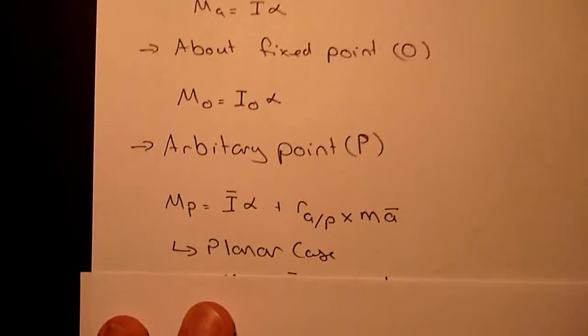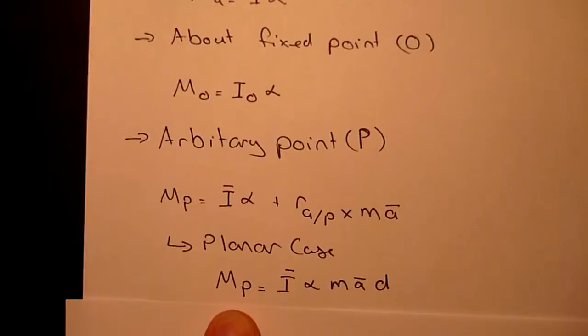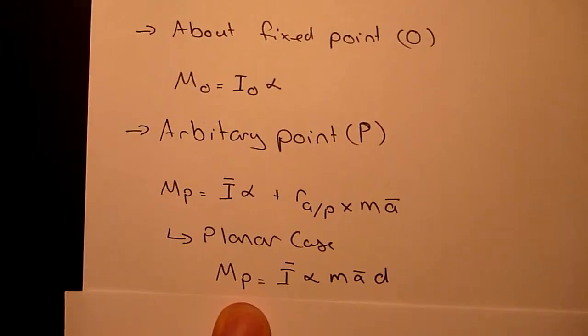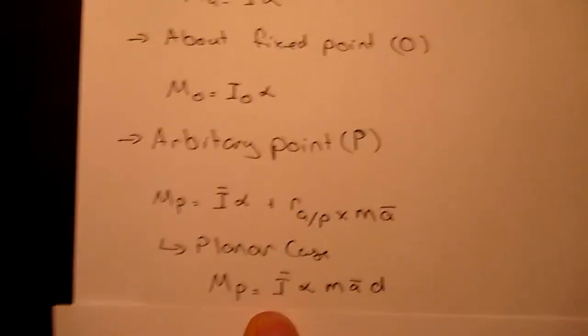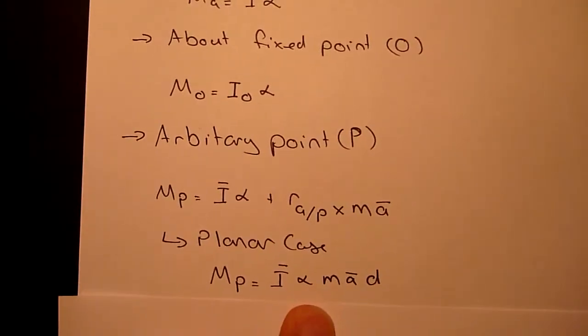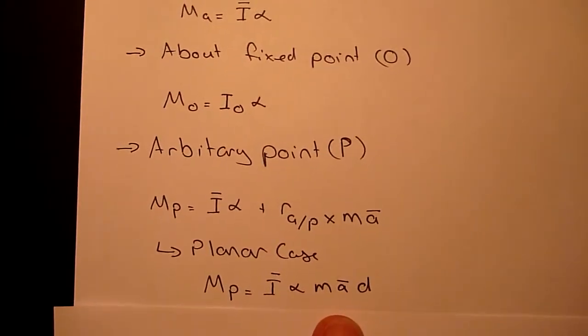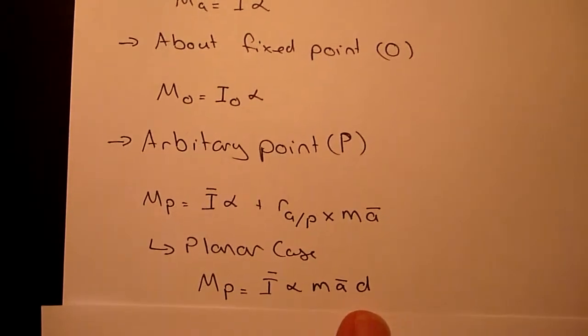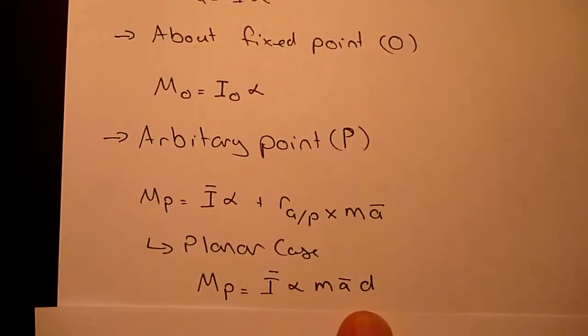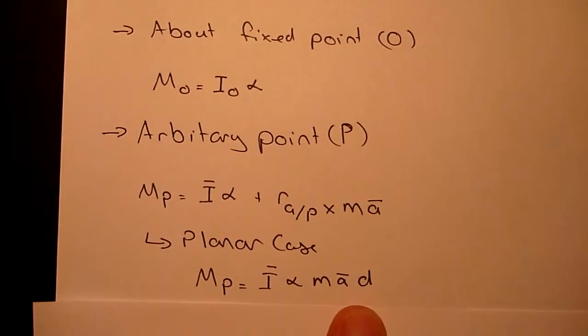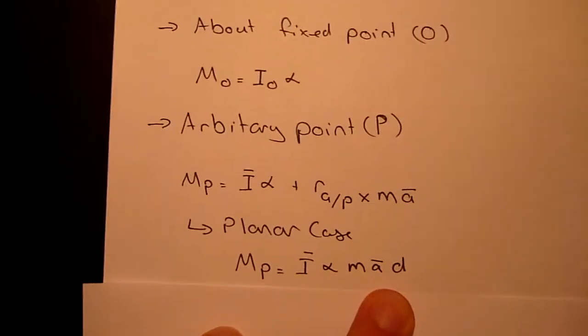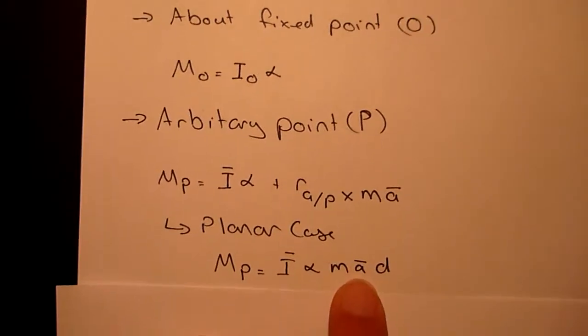In the planar case, this reduces to the sum of the moments at P being the mass moment of inertia multiplied by angular acceleration, adding the mass multiplied by the acceleration of the centre of mass multiplied by the distance between P and G, which will be perpendicular to the direction of A.